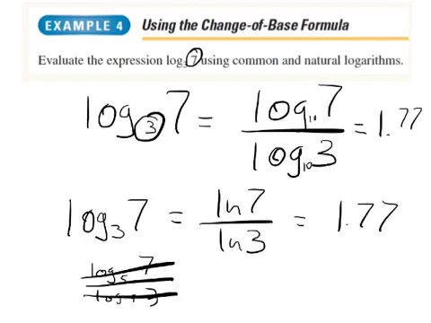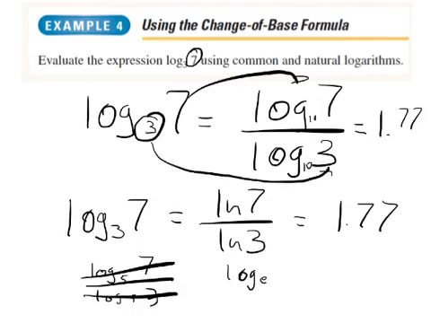So in either case, remember our ln is just log base e, right? So we have the ln button and we have the log button, and we get to change whatever base we want to work wherever we want in this formula. So the argument or the value goes on top, and our original base becomes the base of our new logarithm on the bottom.